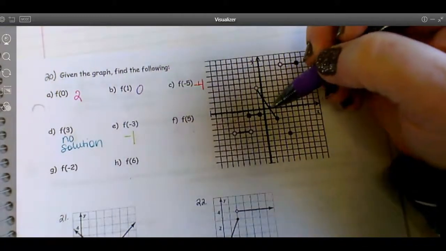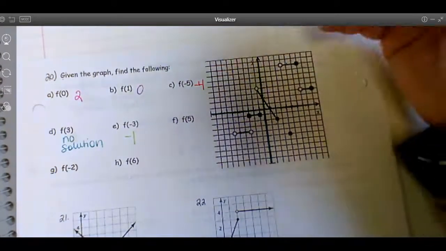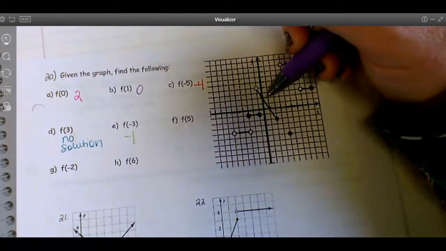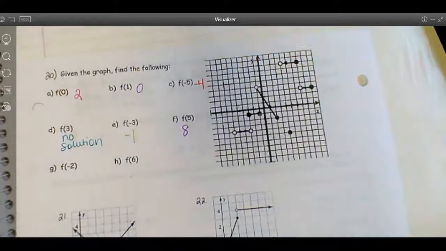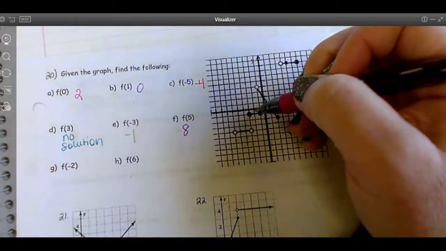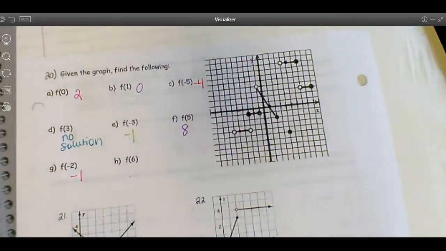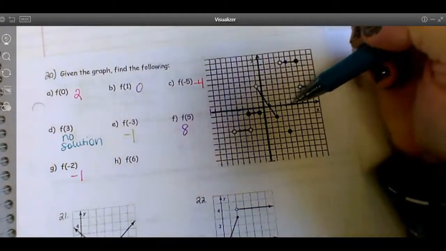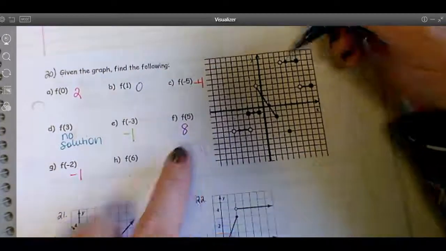Alright, f of 5. I move over 5 and I find the value. Oh, it's up here. It's beside that open circle. So it's wherever that is. So 1, 2, 3, 4, 5, 6, 7, 8. Alright, a couple more. F of negative 2. Go over to negative 2. It's this value here where it is on the y, which is negative 1. And then f of 6. 1, 2, 3, 4, 5, 6. Find that value. It's the same one that it was for the 5. So it's still 8.